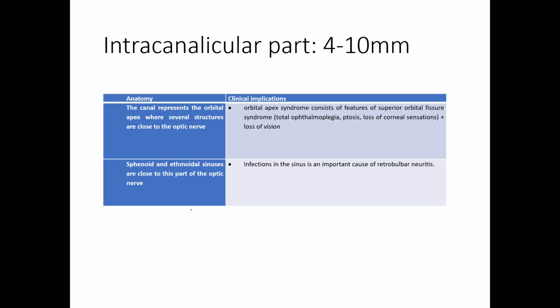So next is the intracanalicular part. The canal represents the orbital apex where several other structures are in close proximity to the optic nerve. So let's next learn about the orbital apex. Also remember that the sphenoid and ethmoidal sinuses are very close to this part of the optic nerve. So any infection or inflammation there can be a source of infection for retrobulbar neuritis.